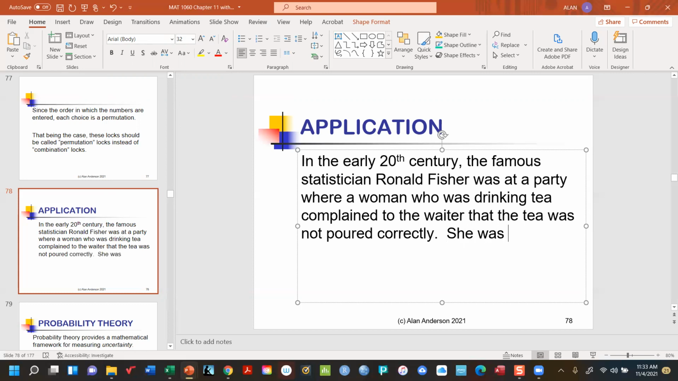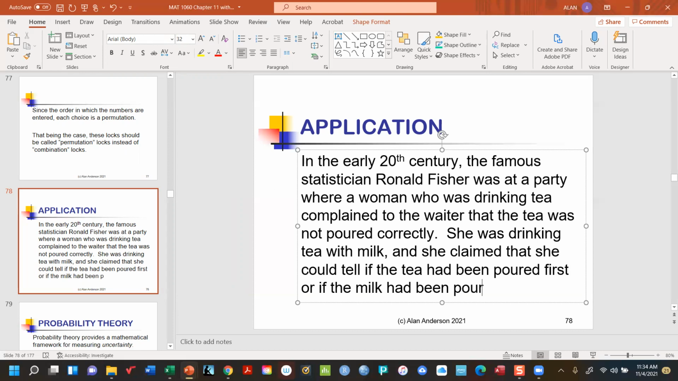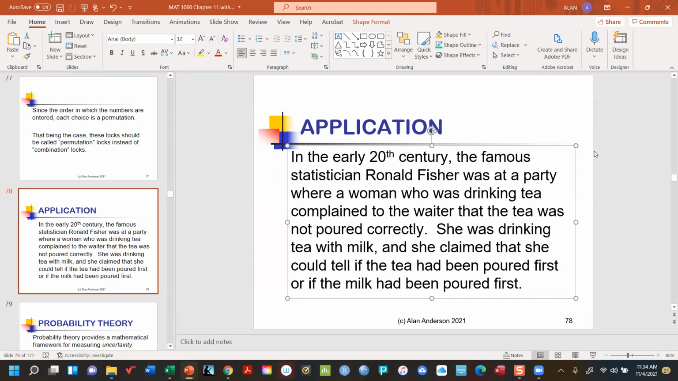She was drinking tea with milk, and she claimed that she could tell if the tea had been poured first or if the milk had been poured first. Now, does that seem plausible? Does anyone here drink tea? Could you really tell the difference?